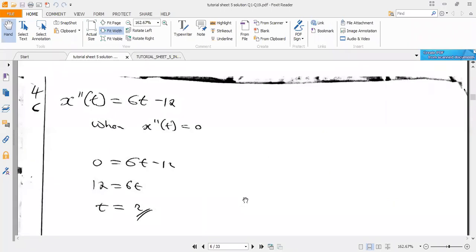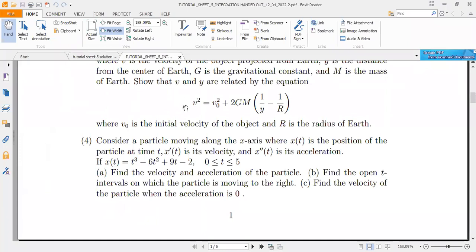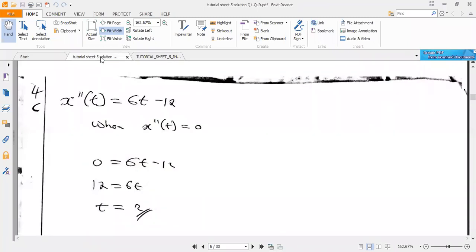Okay, then the C part, we want to find the velocity of the particle when the acceleration is 0. So when it's not accelerating, what is its velocity? Since acceleration is given by x prime prime of t, we get x prime prime of t equal to 6t minus 12, and equate it to 0. So we'll have 6t minus 12 is equal to 0, meaning our t will now be equal to 2.